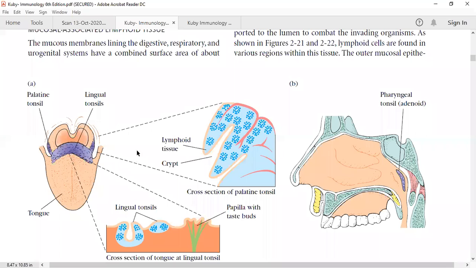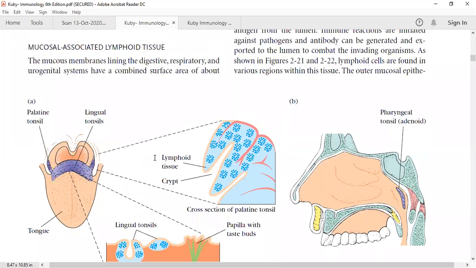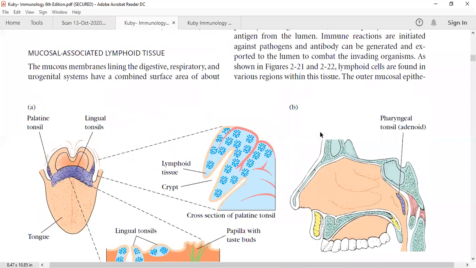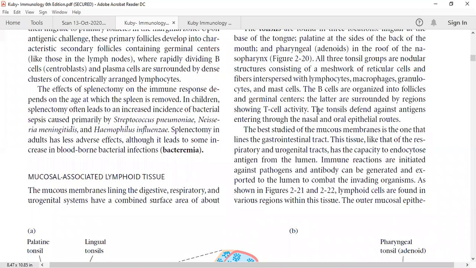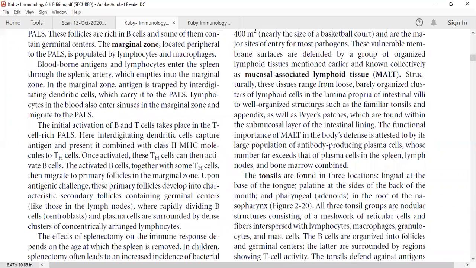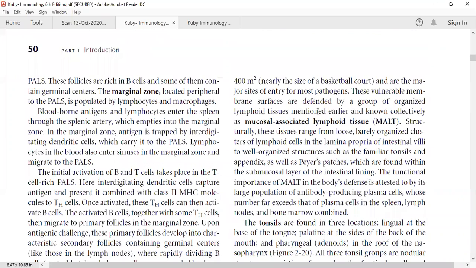So all the three categories of tonsils, which are lingual tonsils, palatine tonsils, and nasopharyngeal tonsils, which are actually called adenoids, are discussed in the text. All right. If you have a query, please ask.